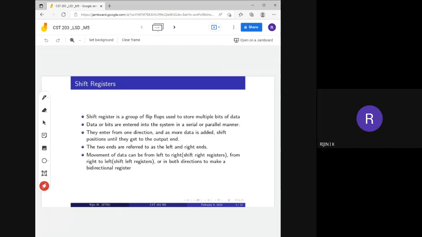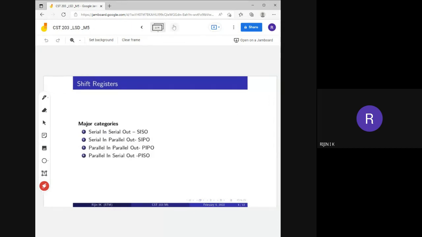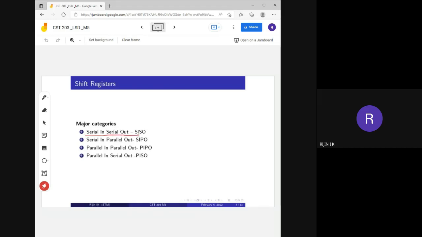In a register, there are two ends. We can call them the right end and the left end. The data that moves from left to right, we call a shift right register. The data that moves from right to left, we call a shift left register. And if the data moves in both directions, we call it a bidirectional shift register. In the last class, we discussed the serial in serial out shift register, serial in parallel out shift register, parallel in parallel out shift register, and parallel in serial out shift register. We have discussed that.